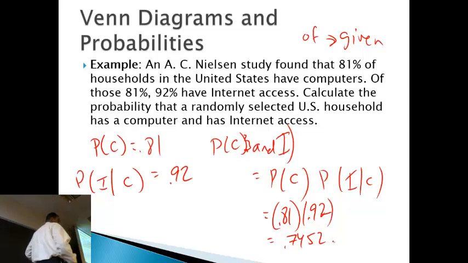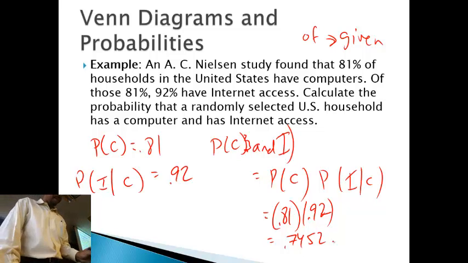Oh, and look at this. For those of you who were here at the beginning of class, "of those 81%," comma, right? And then the rest kind of follows from there. So that's another hint of it being a conditional probability.